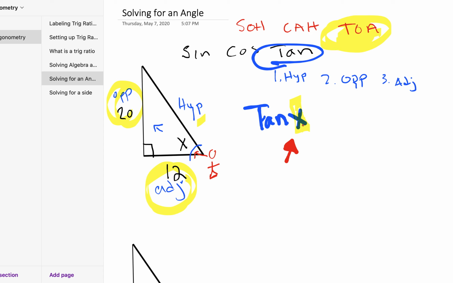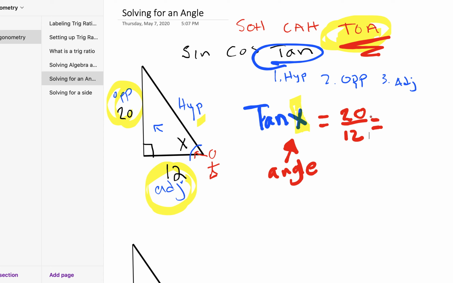Tangent of the angle is equal to the opposite side divided by the adjacent. That's what TOA stands for. Opposite divided by adjacent. So the opposite side is 20, and the adjacent side is 12. So we could use a calculator to do that.